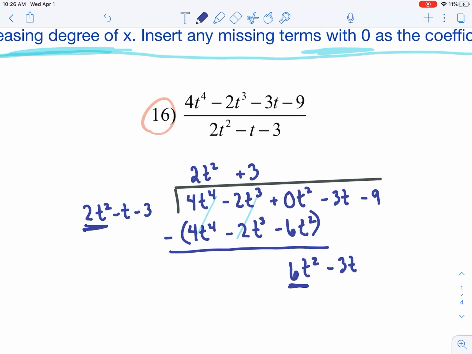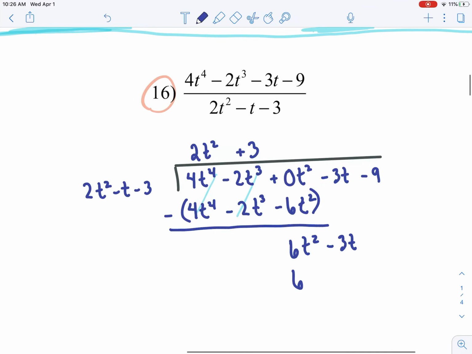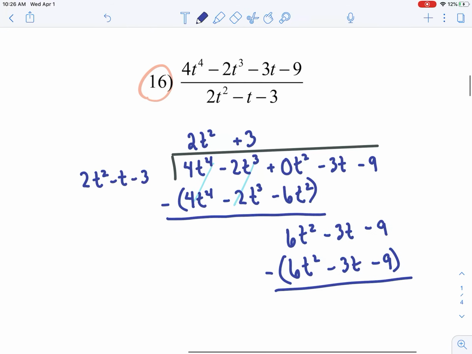Multiply it by 3. So there is no t term here. Okay, 3 times each of those 3 terms. 6t squared minus 3t minus 9. If I look right here, I can pull down my 9 too. I'm going to subtract all of that, but it's all the same, so I have a remainder of 0. If I have a remainder of 0, then that's my answer, and that's it.